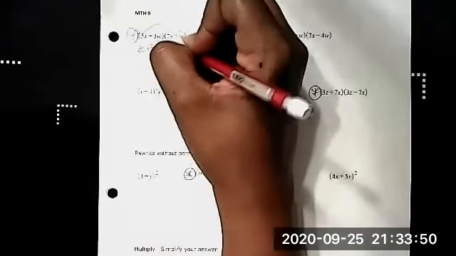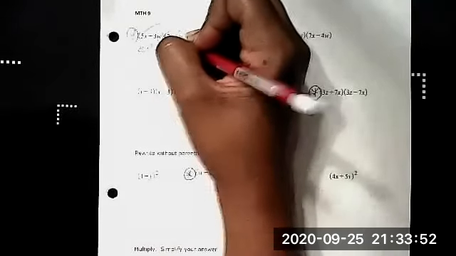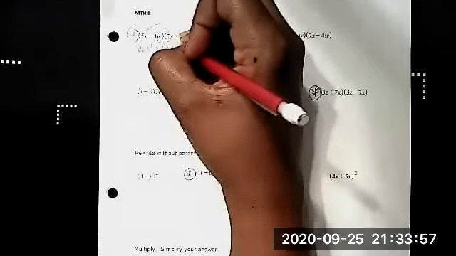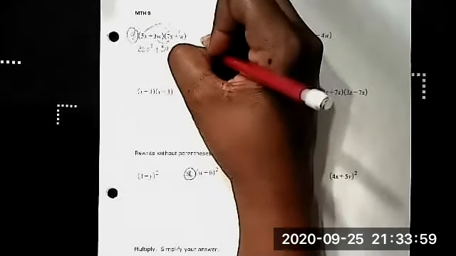Let's do this one. 3w times 7x. We can multiply 3 times 7. That becomes 21. But the x and w, there's nothing you can do. Just set them next to each other.